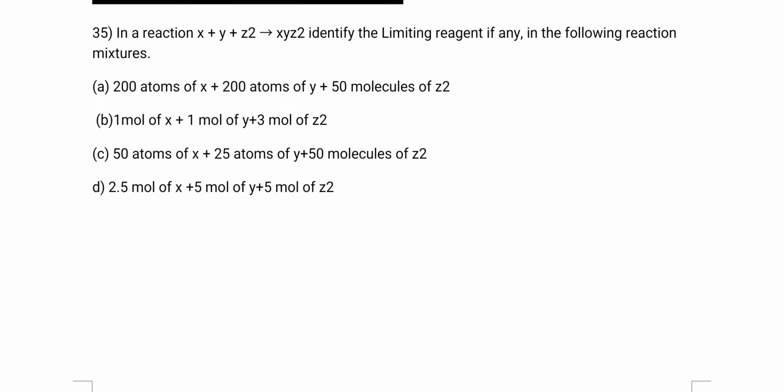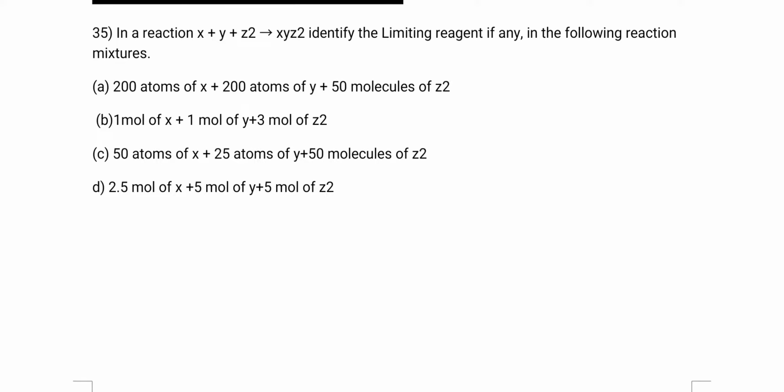Next question. In the reaction of X plus Y plus Z2 to give XYZ2, identify the limiting reagent, if any, in the following reaction mixtures. So in that first one, it is given as 200 atoms of X combined with 200 atoms of Y plus 50 molecules of Z2. Okay, so in this reaction, which one is a limiting reagent calculate பண்ணோம். அதே மாதிரி 1 mole of X, 1 mole of Y, 3 moles of Z2. அதே மாதிரி 50 atoms of X, 25 atoms of Y, 50 molecules of Z2. அப்போது 2.5 moles of X, 5 moles of Y and 5 moles of Z2.